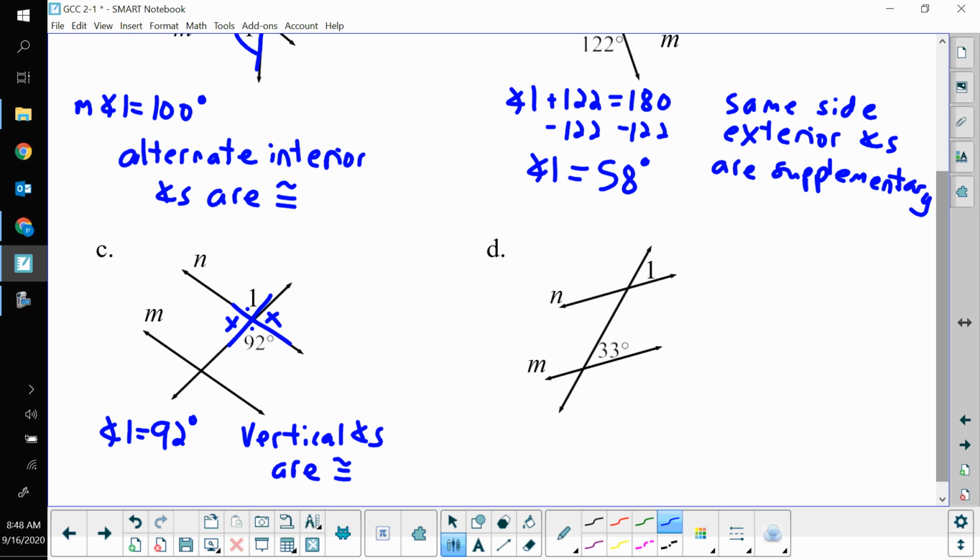In D, angle 1 is in the top right of our intersection. At the other intersection, angle 3 is in the top right. Well, if they're both in the same spot, both in the top rights, those are our corresponding angles. That was the first one we looked at on page 1, and we saw that those were congruent when you have parallel lines. So we can just say that angle 1 is equal to 33 degrees because corresponding angles are congruent.